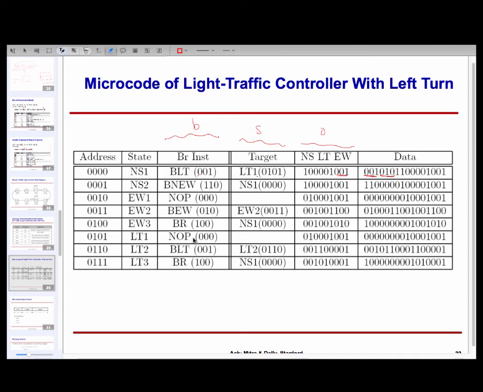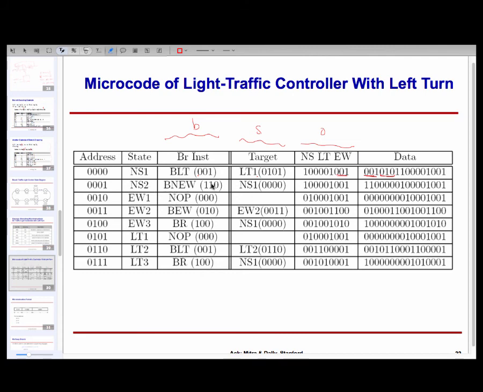Then on LT1, I have this saying no op. So no op means that I'm always going to move to the next state. So in that case, target doesn't matter. It's no op. So what you see out here is that the first 3 bits are 0, 0, 0, and then I have a bunch of zeros. State 2 says, so if I'm in state 1, branch if left turn, I move there. Otherwise, I move to the next state. Next state is NS2, and so on and so forth.